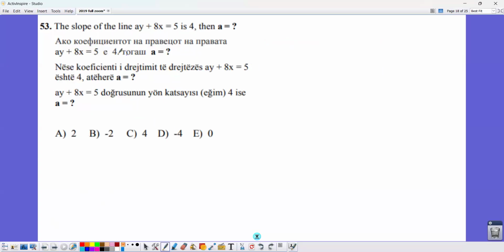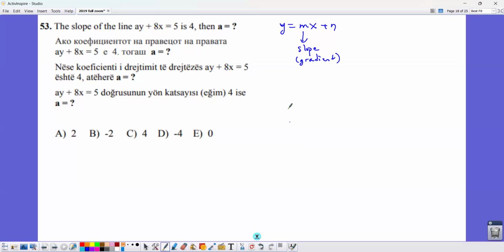Then when we are coming to the 53rd one, the slope of the line ay plus 8x is equal to 5 is 4, then a. Guys, when the equation of a line is given, if it is in this form, y is equal to mx plus n, in this one, slope is m. This is slope. But I think that in your 9th grade books, slope is not written as slope, it's given as gradient. So gradient and slope are the same. If you don't understand from the English one, maybe from your native language, you can understand better.